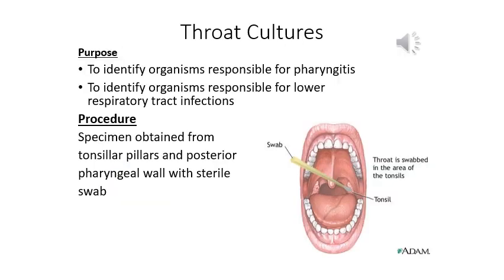Throat cultures. The purpose is to identify organisms responsible for pharyngitis and lower respiratory tract infections. Someone will come in with symptoms for strep, and you might see the physician order a rapid strep. However, they do have a 20% false negative rate. So if the symptoms are there, typically a culture is done. In a culture procedure, the specimen is obtained from the tonsillar pillars and posterior pharyngeal wall with a sterile swab.